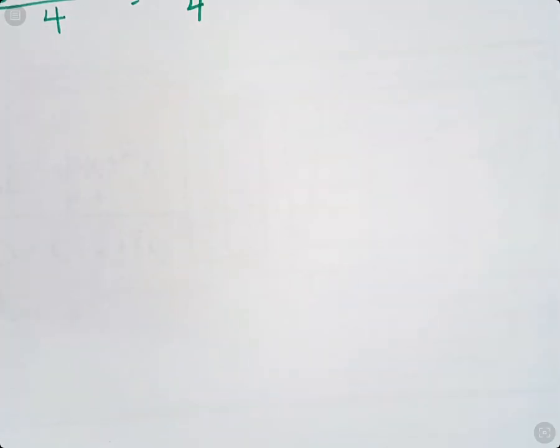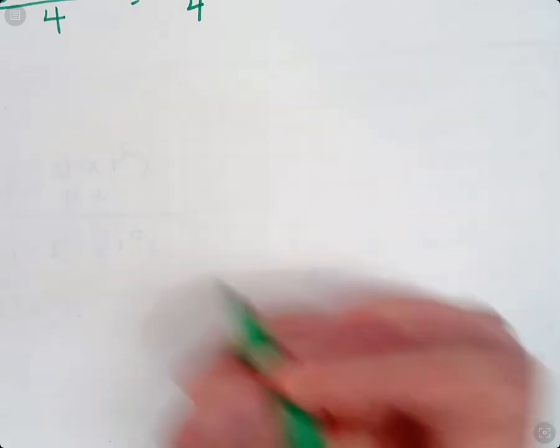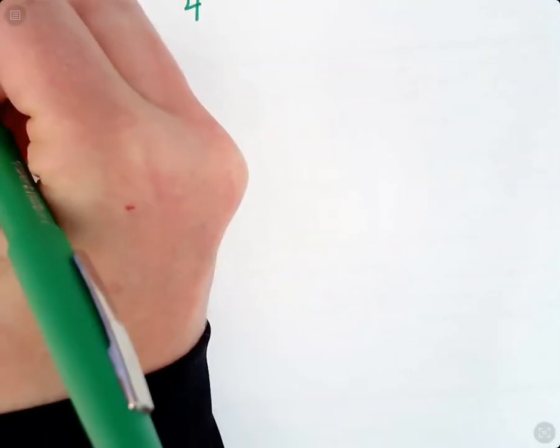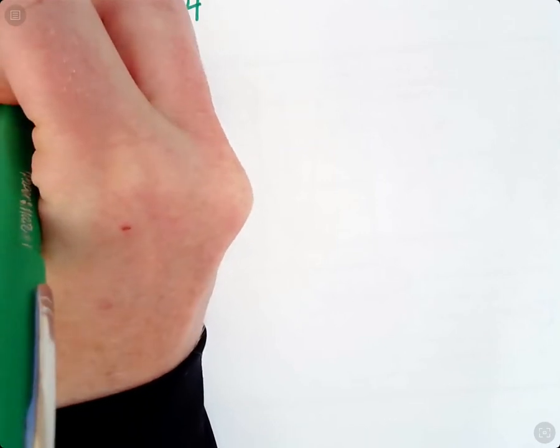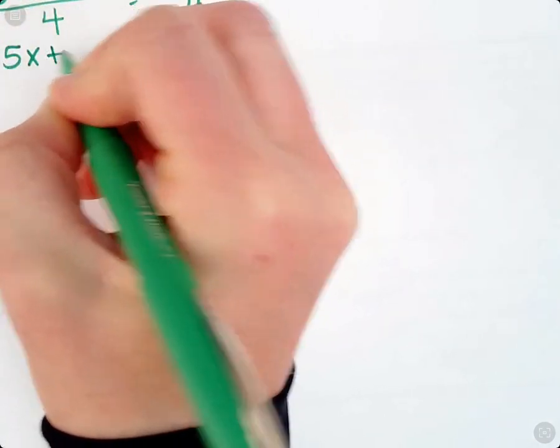All right. Let's do another one, one that doesn't necessarily simplify like that one. So let me see if I can find one. Okay, number 2. X squared minus 5x plus 3 equals 0.